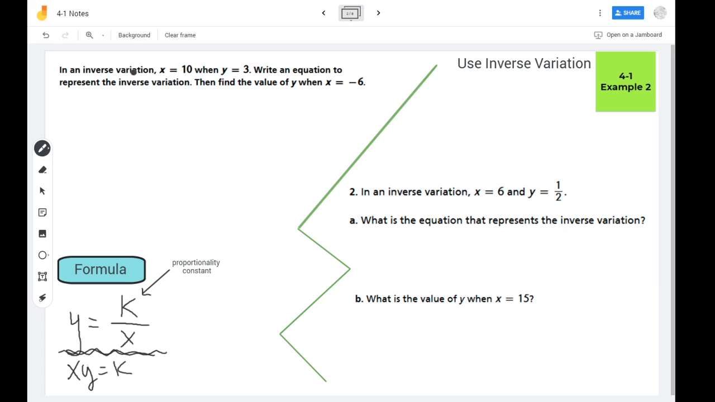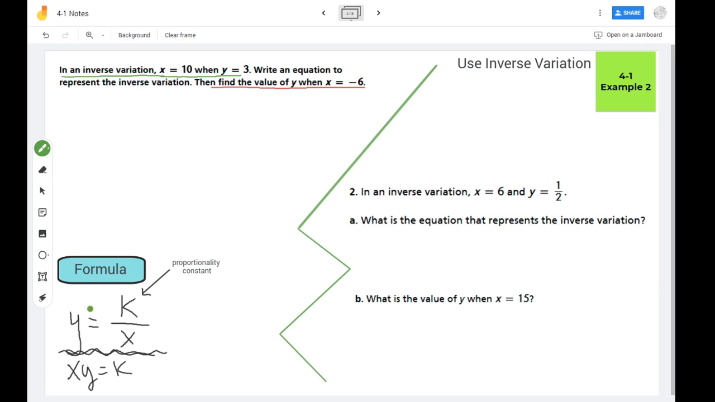So in the example, it says that we have an inverse variation, and x is equal to 10 when y is equal to 3. What they want us to do is use that information to find the value of y when x is equal to -6. So we're going to start by determining our proportionality constant with my known x and y values, and then use that proportionality constant to help me find my new y value.